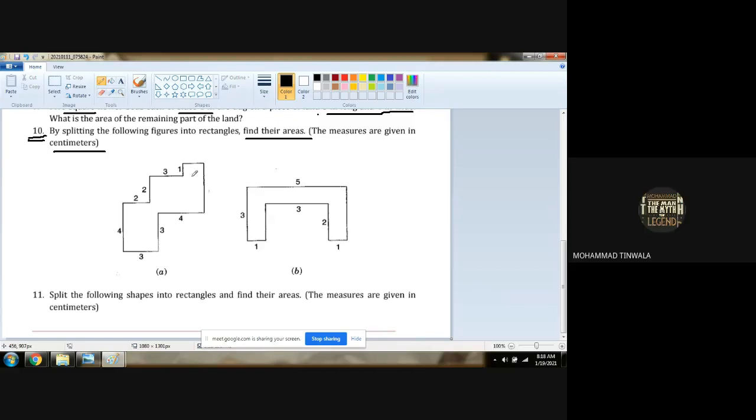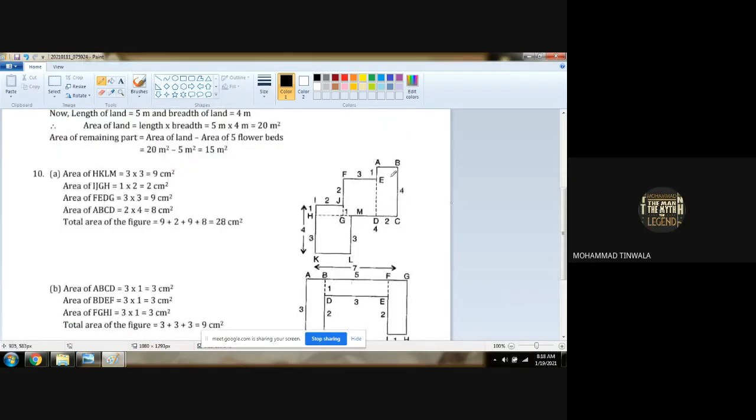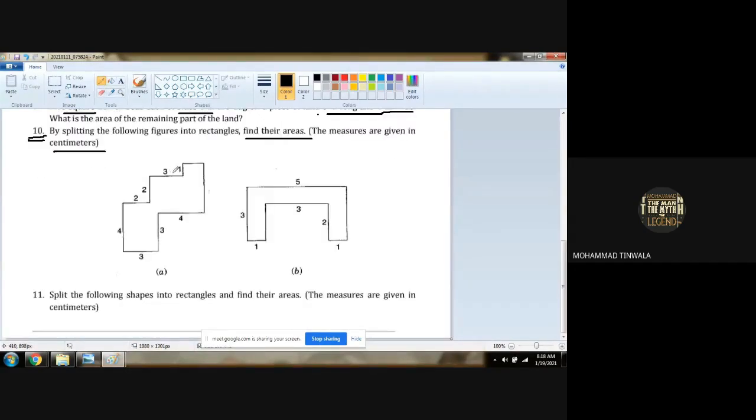Okay, come to the answer column. Now, can we make this as a rectangle first? This part like this. This one is a rectangle. This one is the other one.